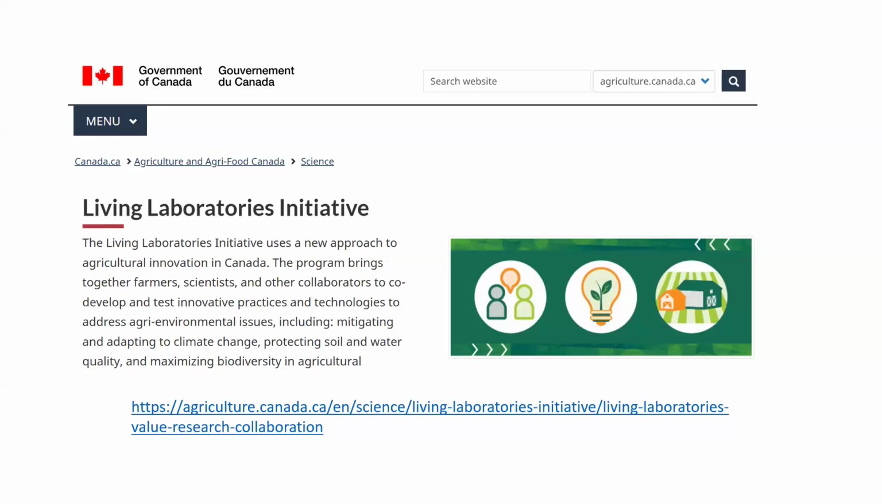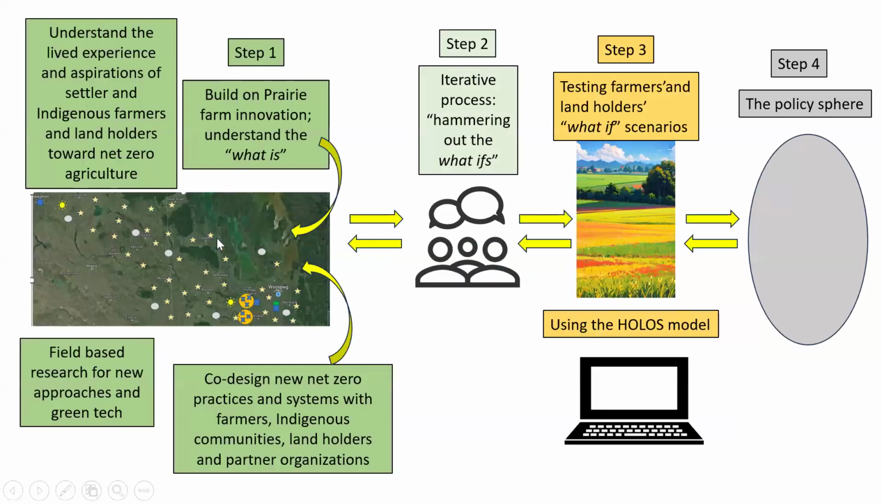It is for this reason that in Canada, living laboratories were initiated by our federal government, and they bring together farmers, scientists, and other collaborators to co-develop and test innovative practices and technologies. And so this way the farmers don't have to do everything themselves. And if they are trying something, they're going to have some scientists walk alongside them, maybe taking some measurements to tell them whether something is working. This is really another model of the same thing.